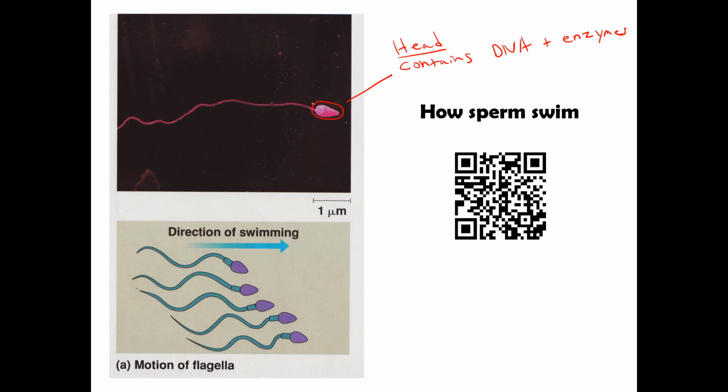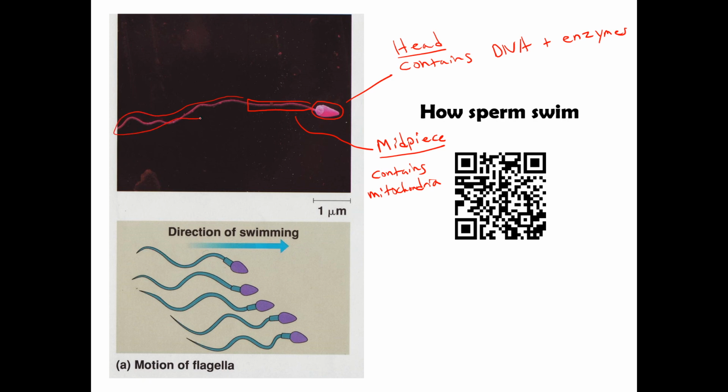It's hard to see in this picture. We'll see it better, I think, in the video. But the next region is going to be called the mid piece. And the mid piece contains mitochondria. So that means that's where the sugar that was produced by those accessory glands into the semen is going to be used in cellular respiration, then, to make ATP that the cell can use.